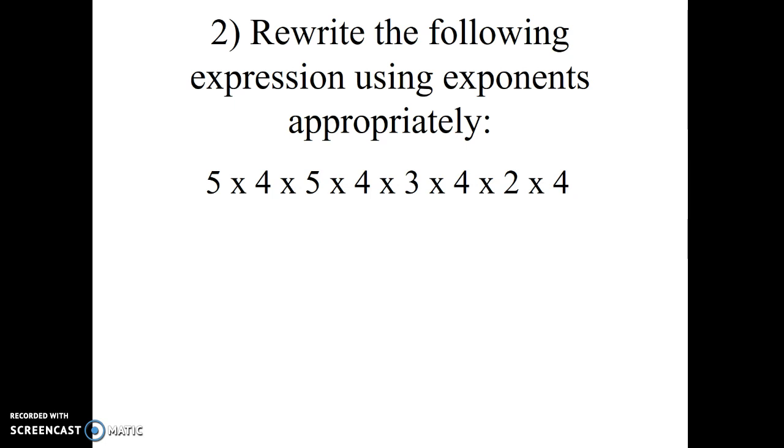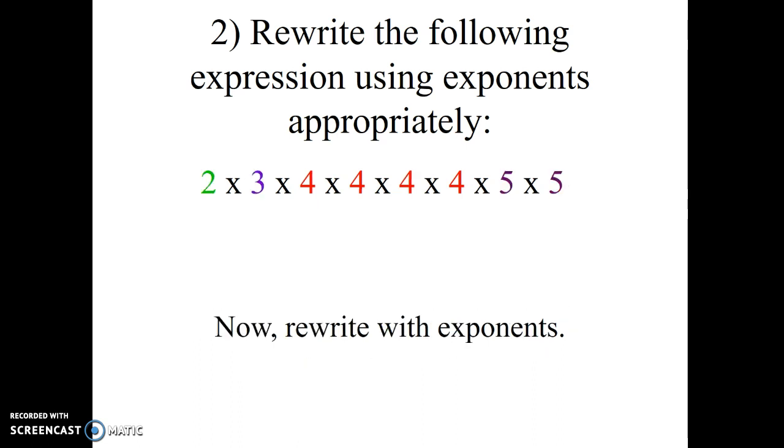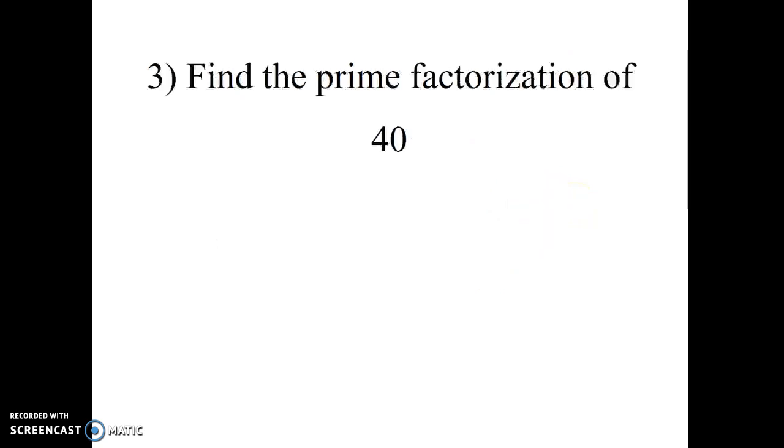This problem is going to require you to use the commutative property. So when we look at all the numbers that are the same and put them together, I see that I have 1, 2, so 2 times 1, 3 times 4 to the fourth, because there's 1, 2, 3, 4 fours, times 5 squared, because there's 2 5s. Try this one. Find the prime factorization of 40.